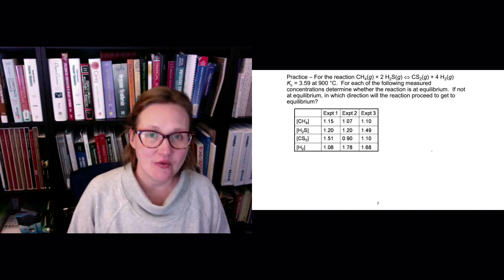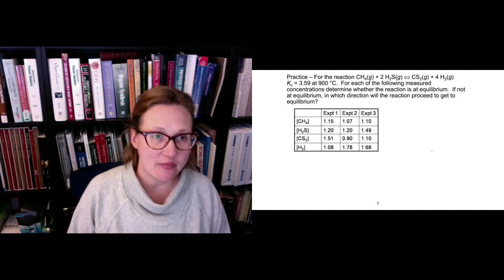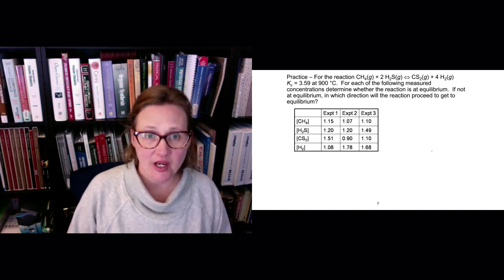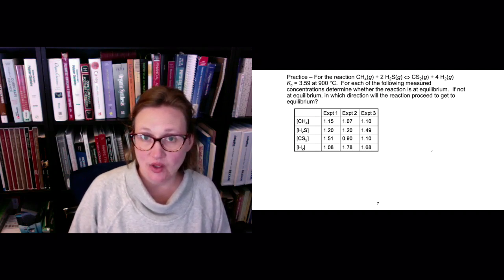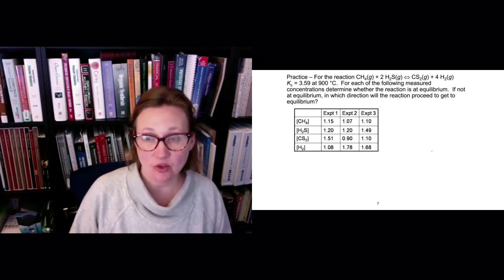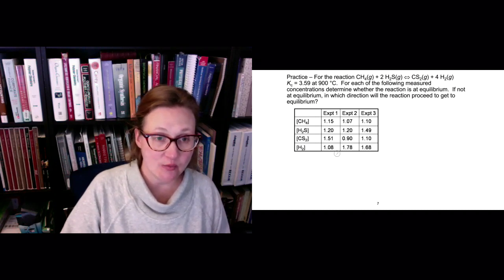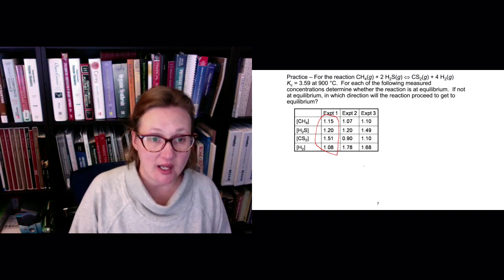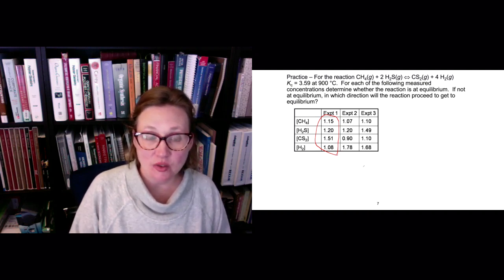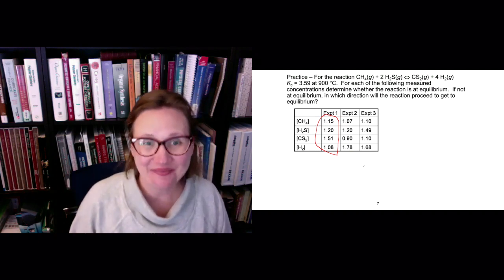All right, and so for this reaction, we're given the equilibrium constant. And for this reaction, we're measuring the concentrations and determining when the reaction is at equilibrium. If it's not at equilibrium, in which direction will the reaction proceed? So we have 3 experiments. In those experiments, we're measuring all these concentrations. Right? So we can set up that Q expression and determine, are we at equilibrium or are we not?